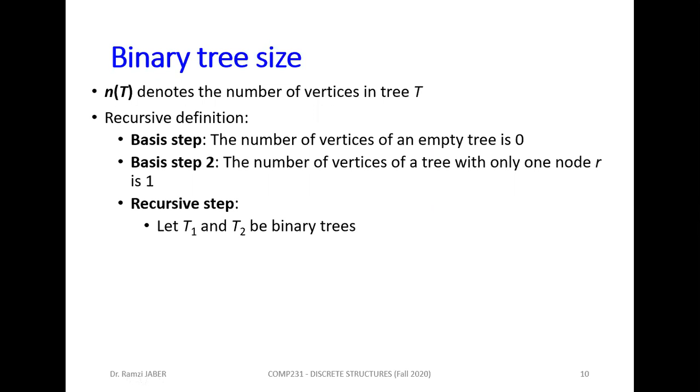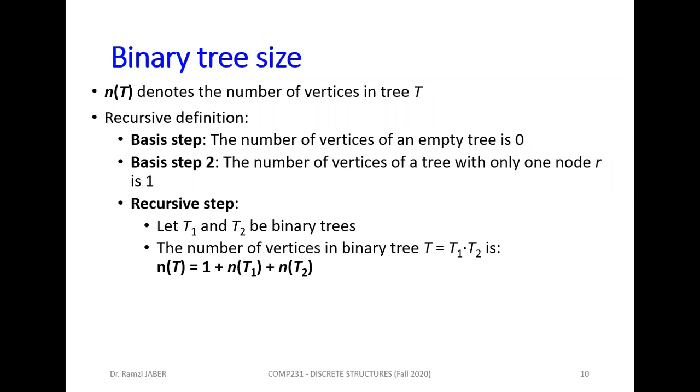Recursive step now. T1 and T2 are binary trees, the same, full binary trees, and T equals T1 dot T2. So the number of nodes will be equal to 1 plus the number of nodes in T1 plus the number of nodes in T2. Okay? Because they are connected by one node above them, the root that connects T1 with T2, so it is plus 1. Okay, the number of nodes in T1 plus the number of nodes in T2 plus 1, because there is a vertex above, the root. Also, this definition can be generalized to non-binary trees also.